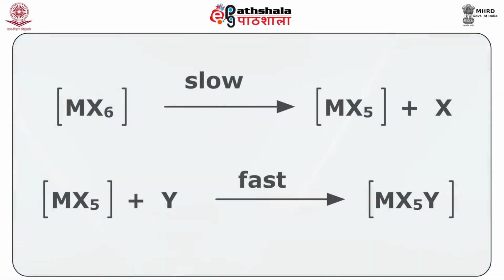So in the scheme you can see that from MX6, by slow decomposition, X departs from the complex, by which we get an intermediate MX5, that is a 5 coordinated system which can have either square pyramidal or trigonal bipyramidal arrangement. This intermediate is then attacked by the attacking ligand in a fast step and produces the MX5Y complex. The first step in this case is a slow step while the second is a fast step.